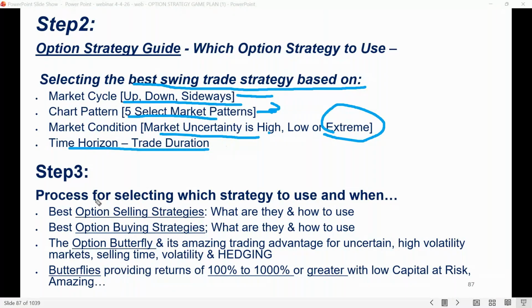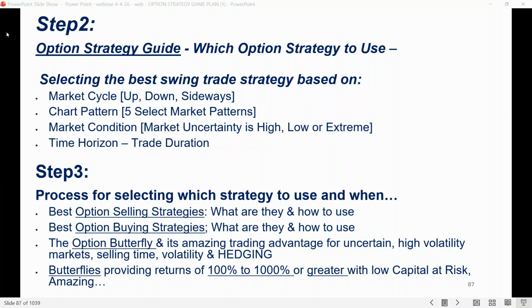And then step three, the process for selecting which strategy to use. We'll go through what's going to be the best selling strategy to do based on what they are and how to use them, and what would be the best buying strategy to use based on the same. And then using that, the option butterfly, when would we use that, which is such an amazing advantage we get for very uncertain, high volatility markets. Also great for that time component selling, volatility, and hedging. These butterflies can give us some huge potential profits on very low risk.